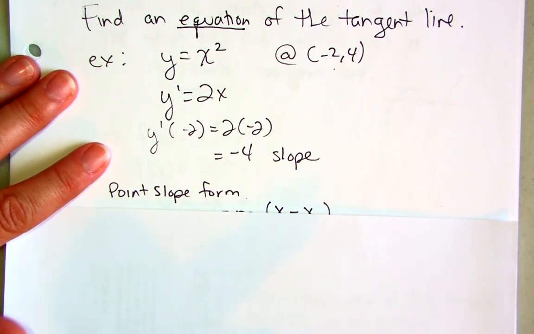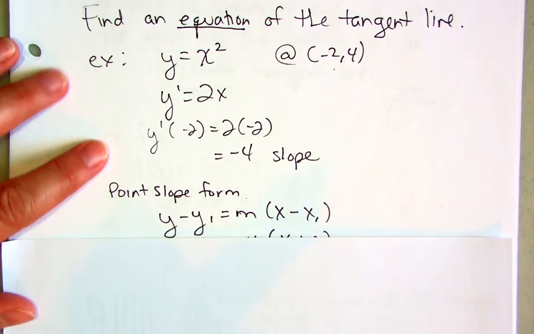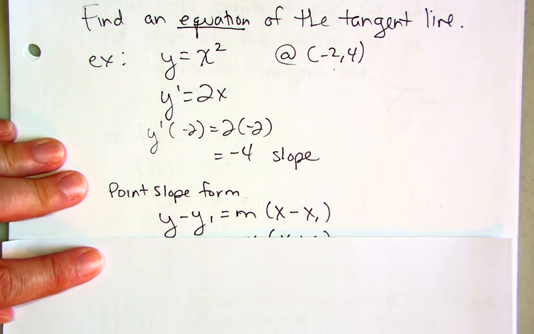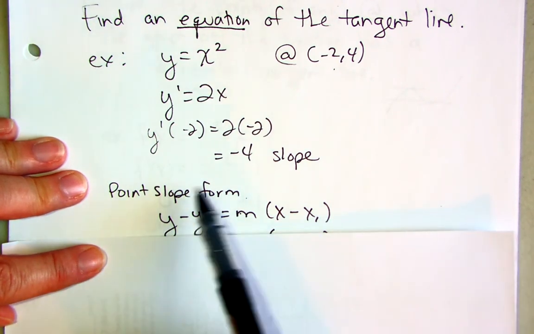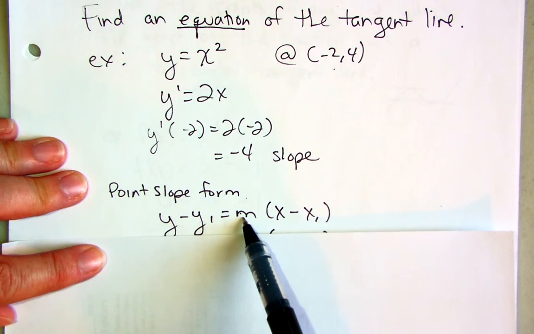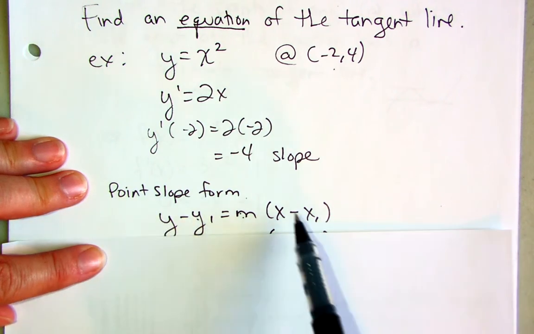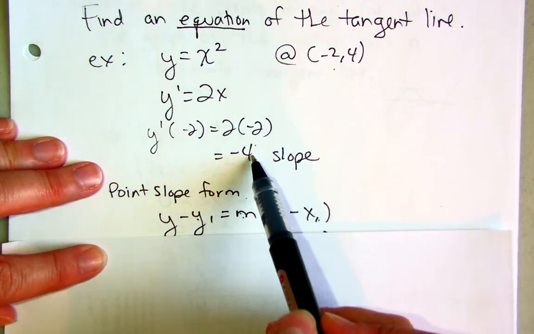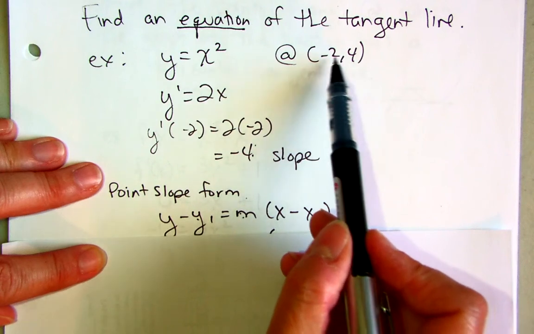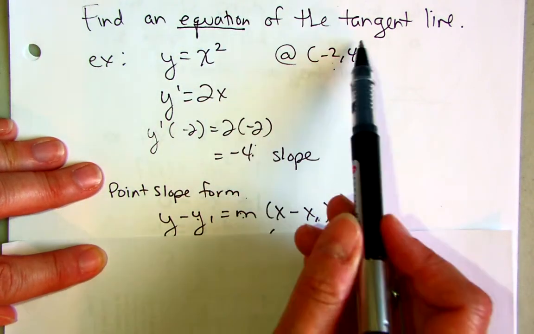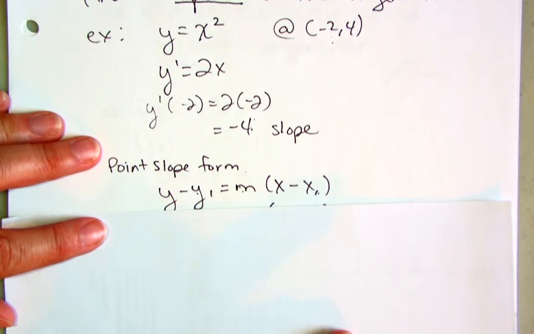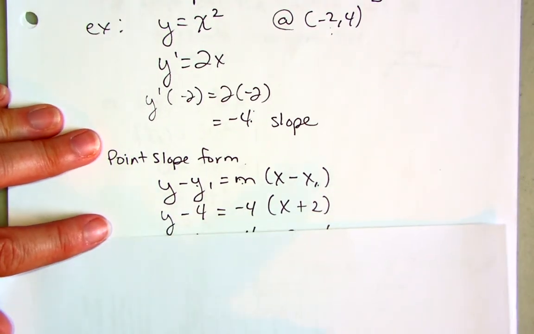We're going to do point slope form: y minus y1 equals the slope times the quantity x minus x1. So all I need for point slope form is the slope of that tangent line and one point that lives on that tangent line. I have both, the slope and one point. This point lives on the original function and it lives on the tangent line. So let's put both of those in.